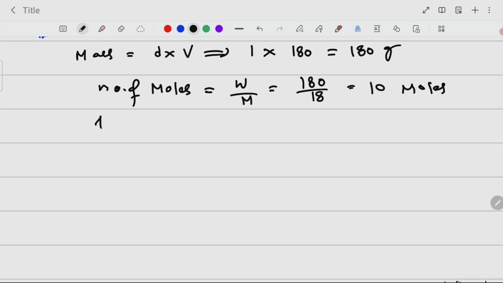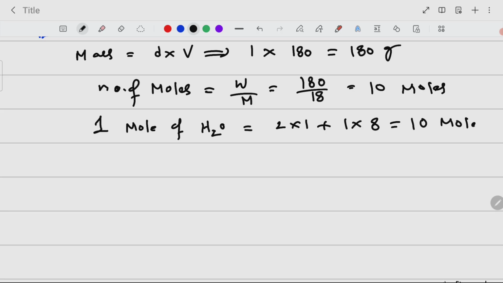The key point is 1 mole of H2O, or you take 1 molecule of H2O. How many protons does 1 molecule of H2O contain? How do we calculate protons? Protons are equal to atomic number. 1 mole of H2O contains 2 into 1, hydrogen atomic number 1, so 2 hydrogens, plus 1 into 8, atomic number 8, so overall 10 moles of protons.